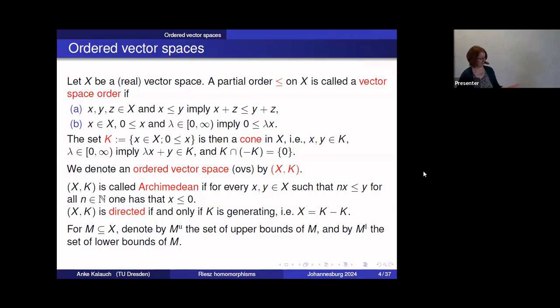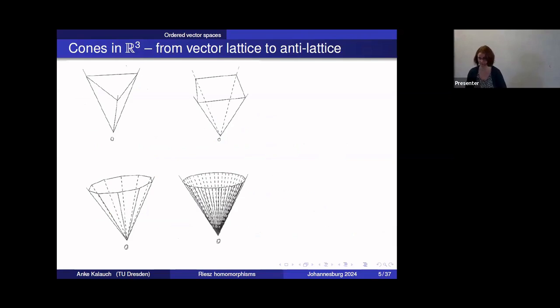So in vector lattices, we have the supremum. In ordered vector spaces, we don't have the supremum in general. So we will need sets of upper bounds of the set and sets of lower bounds. And only in very special cases, namely here in the first case, you can find infimum and supremum of any two elements. So the other three objects are ordered vector spaces or cones in ordered vector spaces, but they are not vector lattices. The only vector lattice is this object.